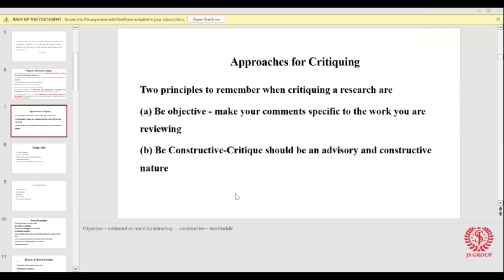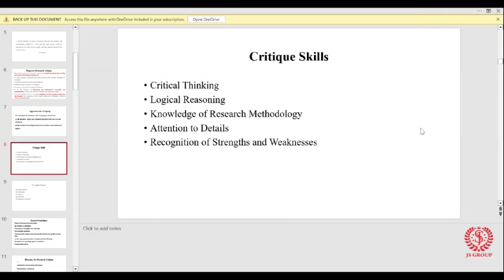Okay. Next, critique skills. What are all the critique skills we need? Critical thinking. What is critical thinking? It is the intellectual process of contextualizing, applying, analyzing, synthesizing, by observation, experience, reflection, so that we have to critically read the articles and think and analyze. Logical reasoning means in the research process there is a logical sequence, step by step. Each step will be connected between 1 and 2, so logical reasoning should be there. Then knowledge of research methodology, the researcher should have a knowledge of research methodology.